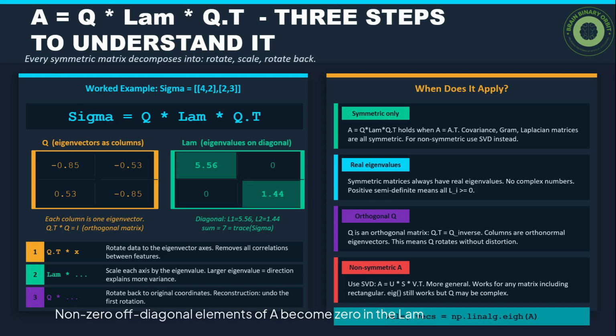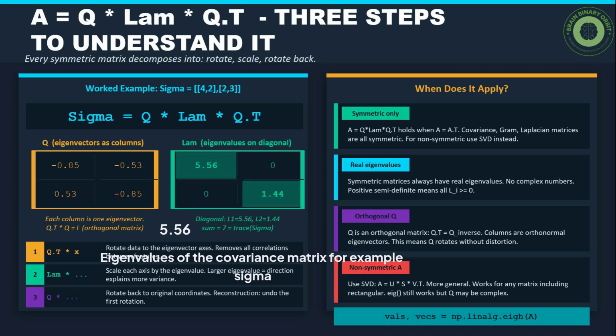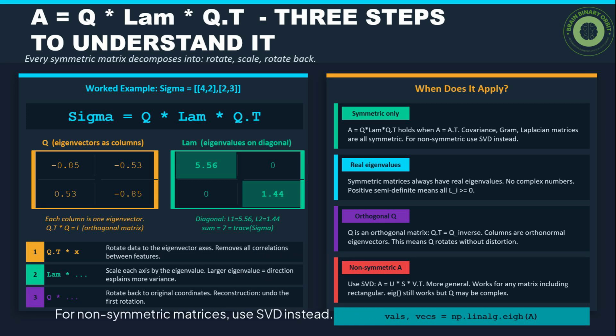Non-zero off-diagonal elements of A become zero in the Lam representation. That is what diagonalization means. For the covariance matrix sigma equals 4, 2, 2, 3, eigenvalues are 5.56 and 1.44, summing to 7, equal to the trace. For non-symmetric matrices, use SVD instead.